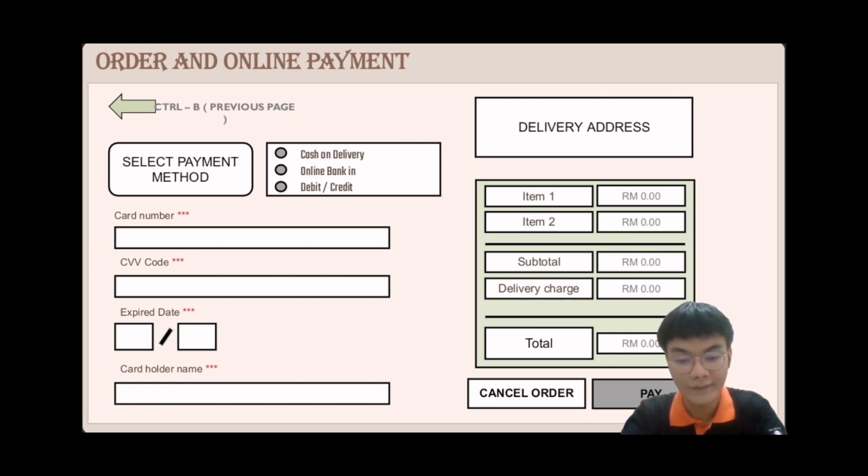On the right is the delivery address, and below it will show how many products the user has bought, the price and the postage, and then the total price the user has to pay. If the user changes his mind and doesn't want to buy, he can click on cancel to cancel the order. If the user has made a decision, the user can click on pay.